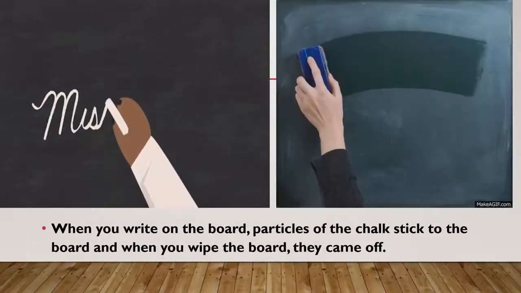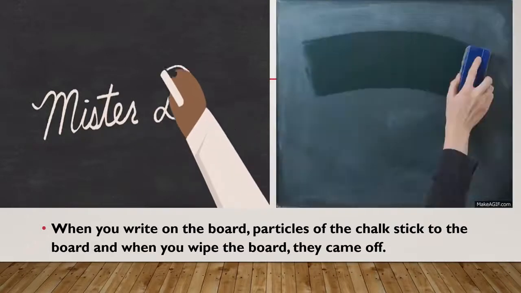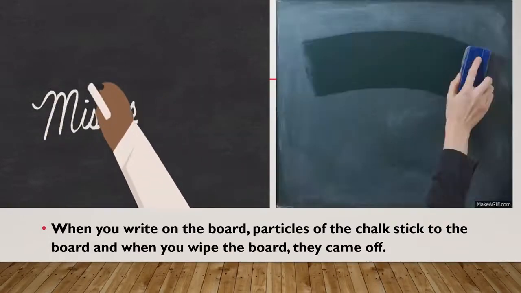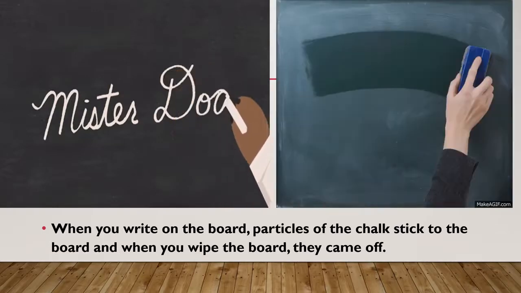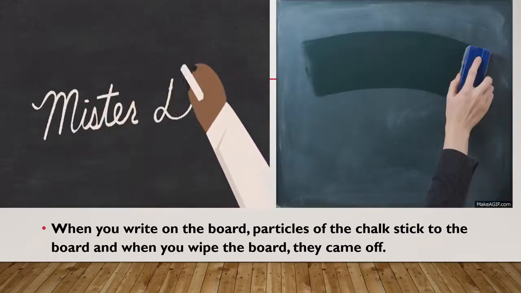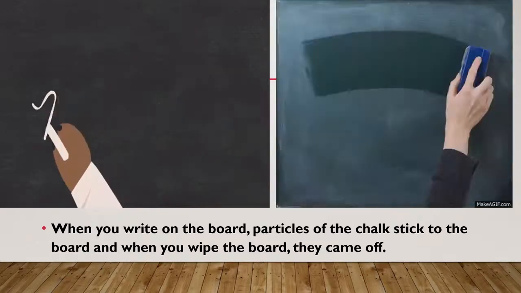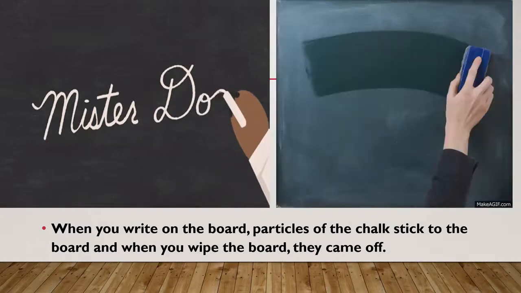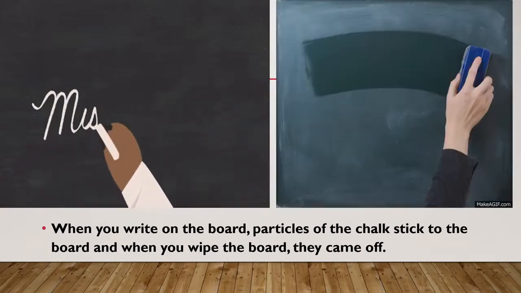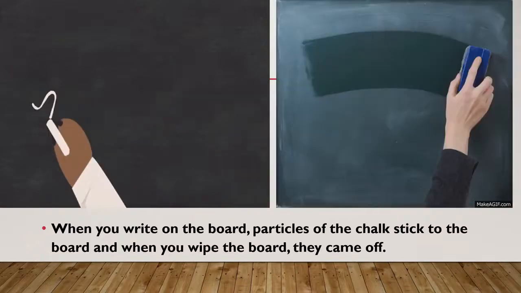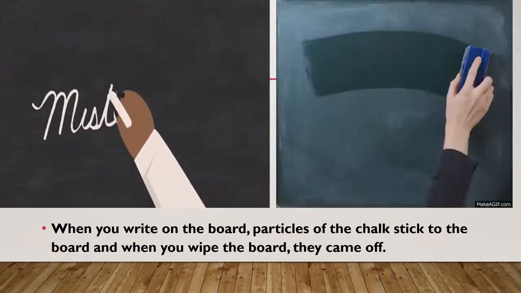Here in this picture, you can see that when you write on the board, the particles of the chalk stick to the board, and when you wipe the board, they come off. So here you can see in this picture, when I'm writing with the chalk, the particles of the chalk get stuck to the board. And when I wipe it off with the duster, the particles fall off. Okay. So that means that the chalk is made up of fine particles. है ना?